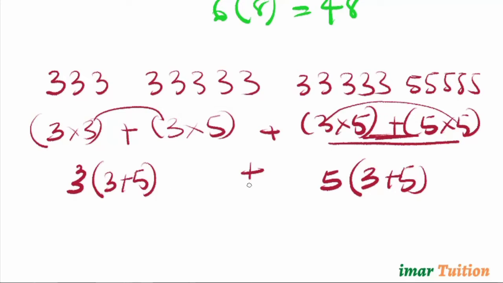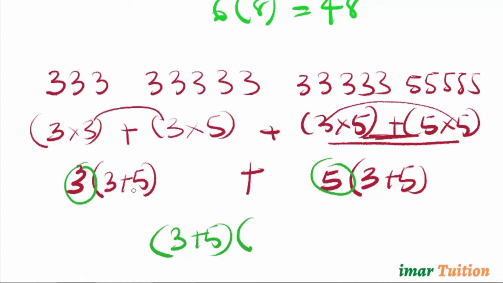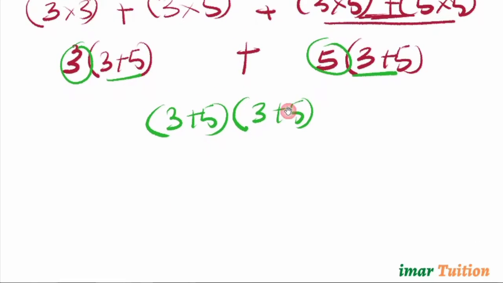We'll bring out 5, then add these two. The way it is now, there's a plus in between them. You could take this and this to become 3 plus 5 multiplied by this, and this are the same. You take 1, 3 plus 5. This is how you get, if you multiply this, you have 64. Let's try that.